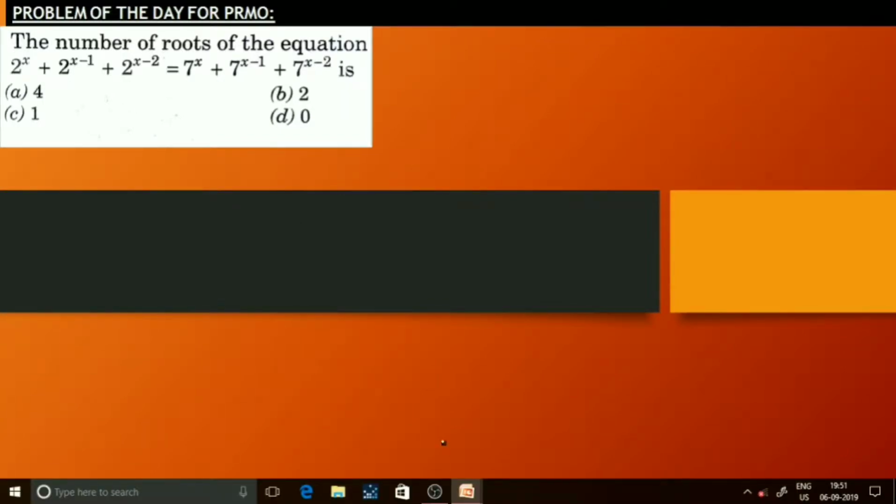Hello students, today we are going to solve this problem. We need to find the number of roots of the equation 2^x + 2^(x-1) + 2^(x-2) = 7^x + 7^(x-1) + 7^(x-2). So we'll write the equation at first.